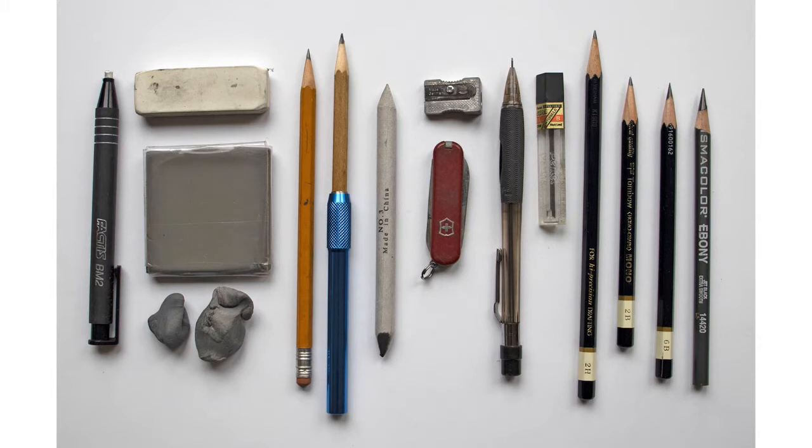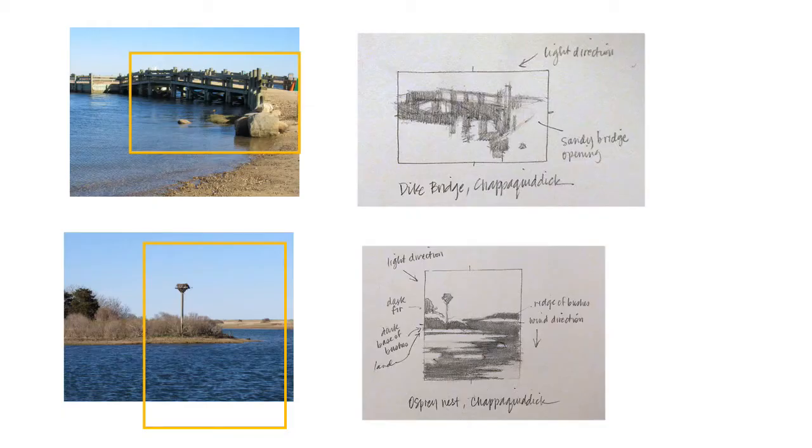So once again, these are the tools we'll be using mostly today. They're the same ones I showed you last week: erasers, household pencils, something to sort of smudge with, something to sharpen with, mechanical pencils, and then just a selection of different softnesses and darknesses of pencils, which I find to be very useful.